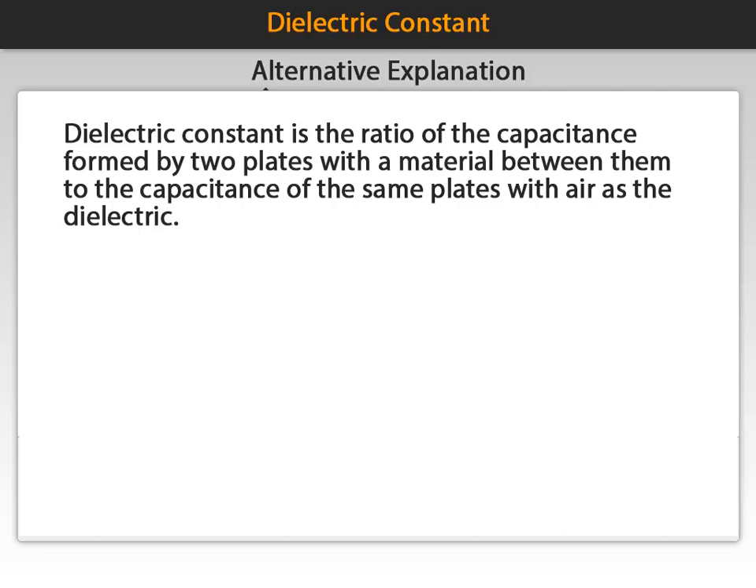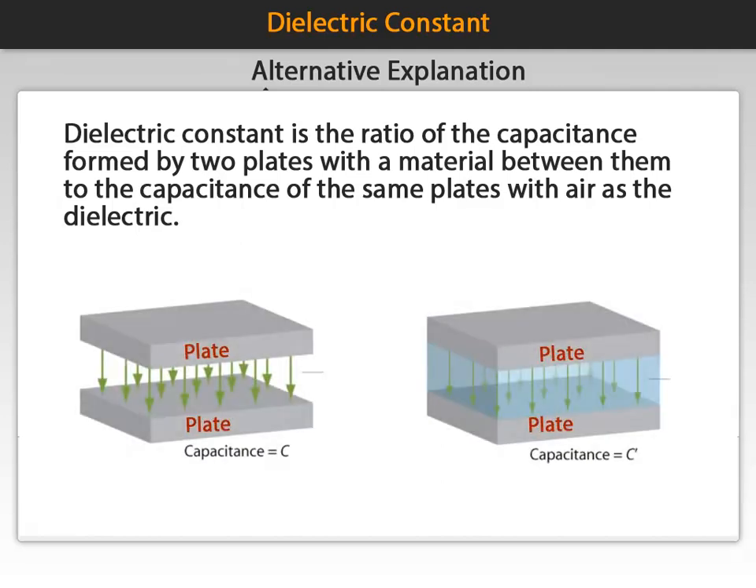Below are two illustrations that might make this clearer. The one on the left shows two plates with air or vacuum medium, while the right shows two plates with an insulation medium. No matter what the medium is, it's always compared to air or vacuum. The formula seen here can be used to determine the ratio. K for the dielectric constant is equal to C1, or capacitance 1, over C for capacitance of the electrodes with air or vacuum.